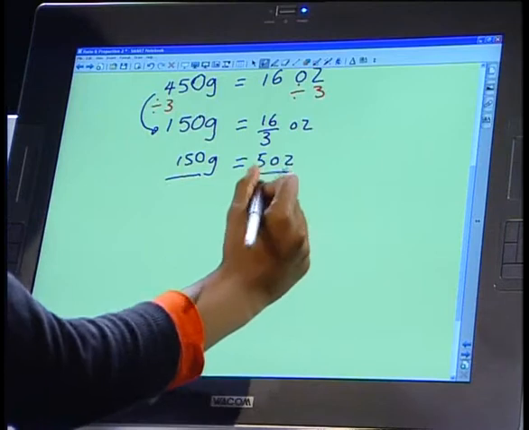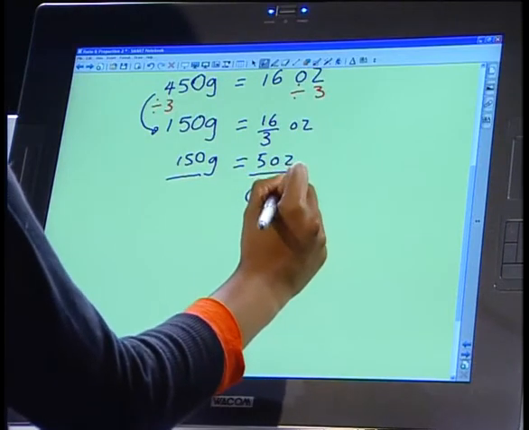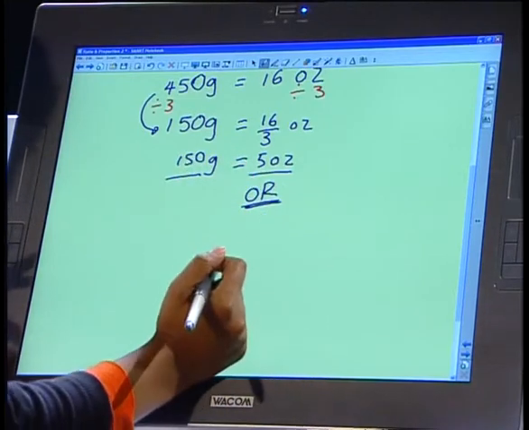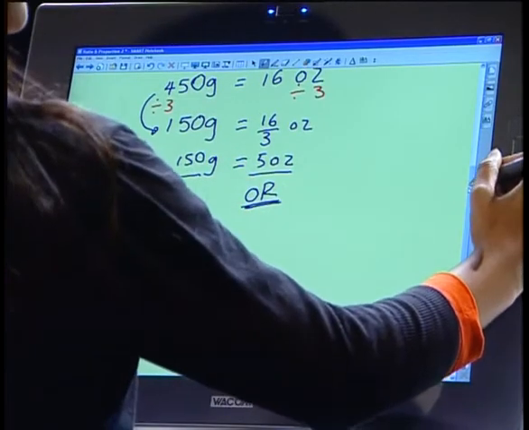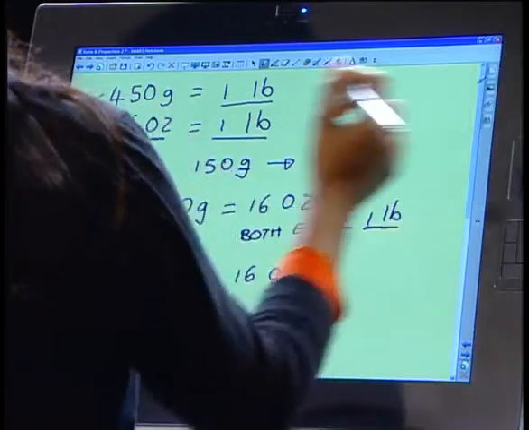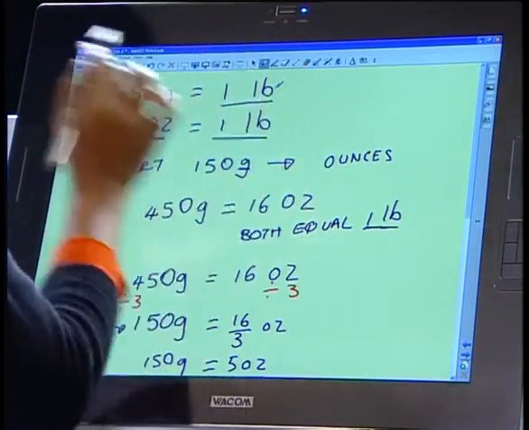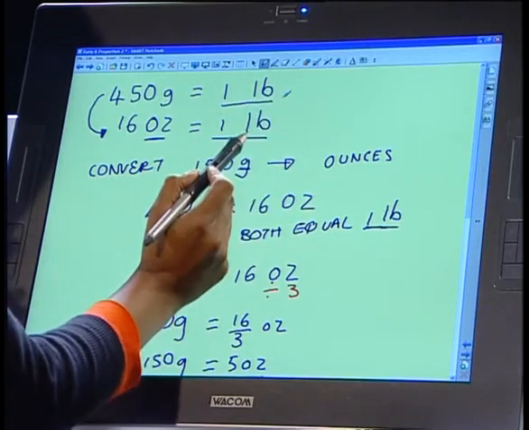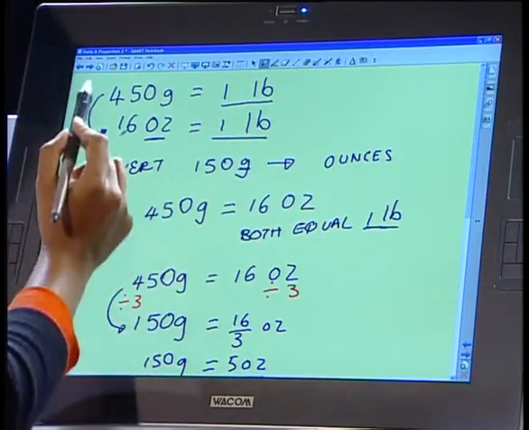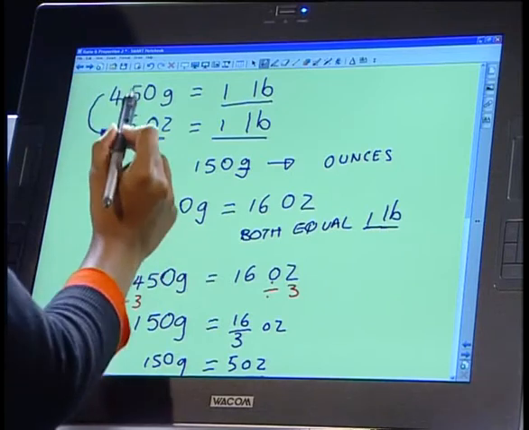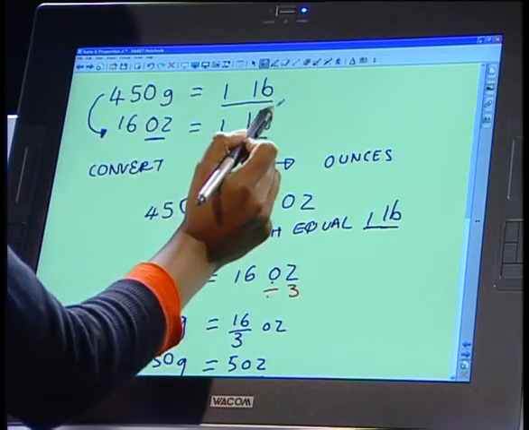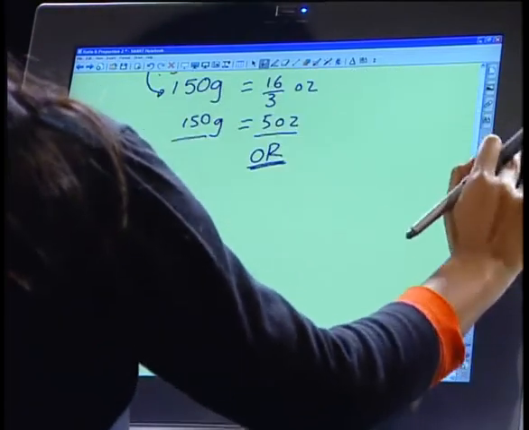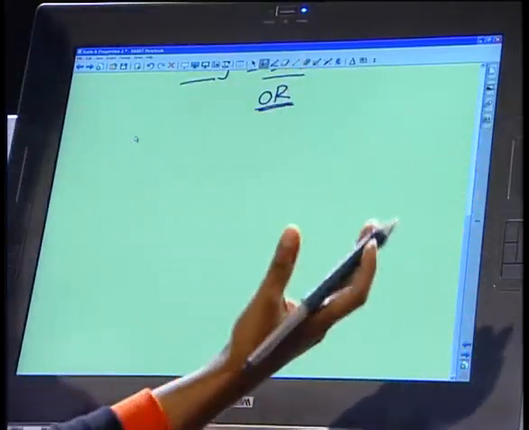Another way for you to do it, if you're not too comfortable with that method, is we can first go from, because remember they gave it to you, grams to pounds. So we can first go from grams to pounds, and then from pounds to ounces. You will get exactly the same answer. So you can first convert your grams to pounds, and then from pounds to ounces. So I'm going to write that method down, but we're not going to work it out because you will end up with exactly the same answer.